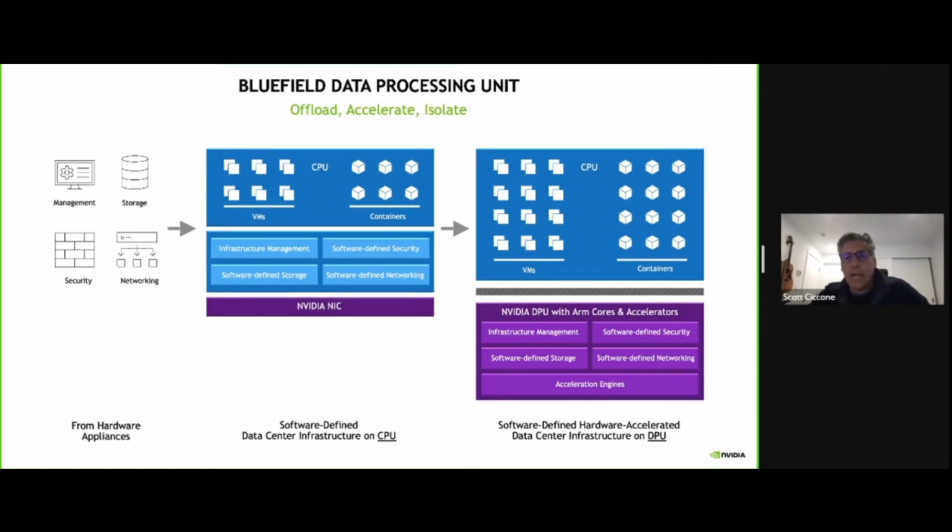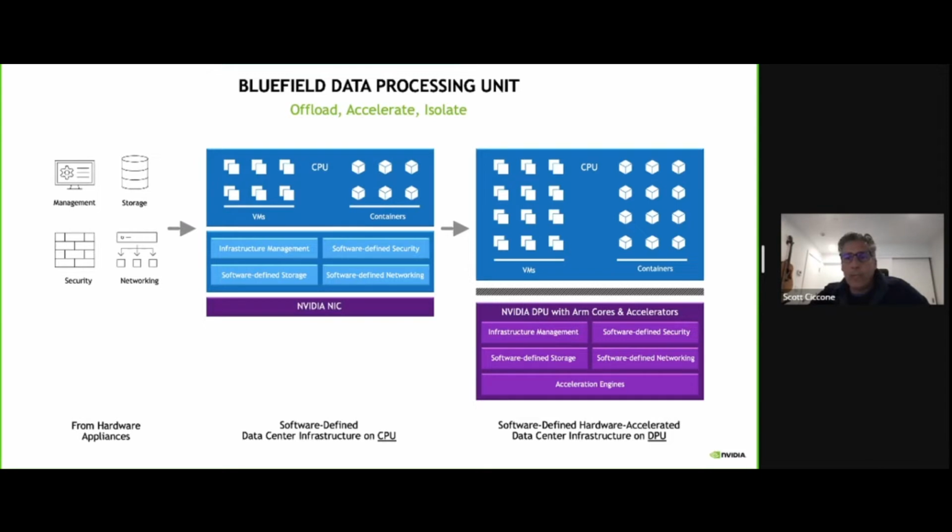So in legacy IT environments, all data center infrastructure services, including networking, storage, and security, were deployed on dedicated hardware appliances. And these appliances were typically fast, but also expensive and proprietary. If you fast forward to today, in today's virtualized and containerized environments, these infrastructure services run primarily as software elements on every node, side by side with the tenant applications.